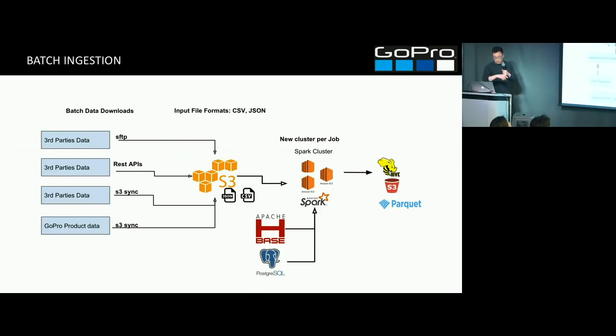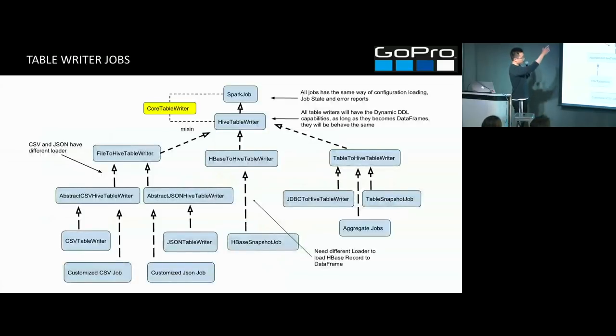So this is our batch job. Basically, this is all our supported batch jobs. We centralize all our batch processing into a single framework. We have a Spark job at the top, which is the interface, so every job will inherit from there. And we have the Hive table writer. As I said, we only have the Hive warehouse, so all our data will finally be ingested into Hive. This Hive table writer supports dynamic DDL. Like David said, we automatically detect column changes and change the destination table. So no matter if the incoming data has column changes, we will detect them automatically.